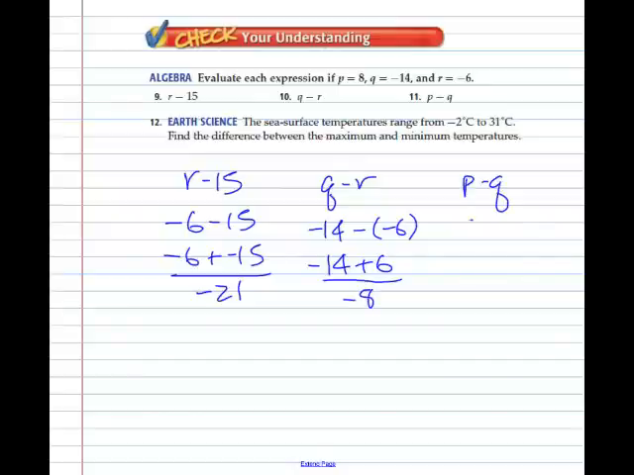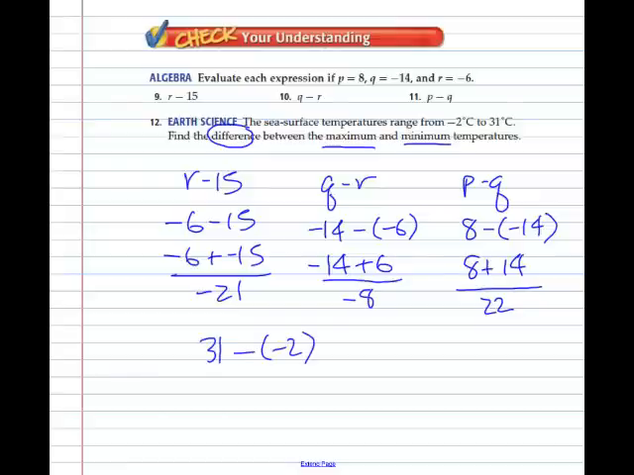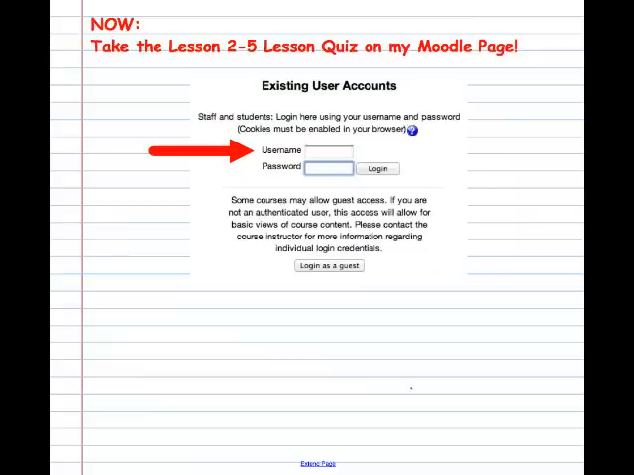11, P minus Q. P is 8. Q is negative 14. Addition of the opposite becomes 8 plus 14, which is 22. Number 12, the sea surface temperatures range from negative 2 degrees Celsius to 31 degrees Celsius. Find the difference, which means subtract, between the maximum and the minimum. So the maximum is 31. The minimum is negative 2. That would be our subtraction expression. 31 plus positive 2, using addition of the opposite. The difference in the two temperatures then is 33 degrees Celsius.